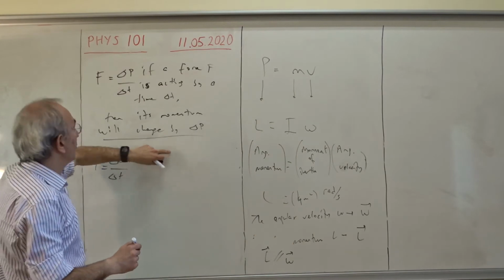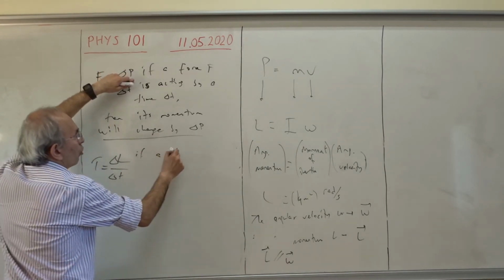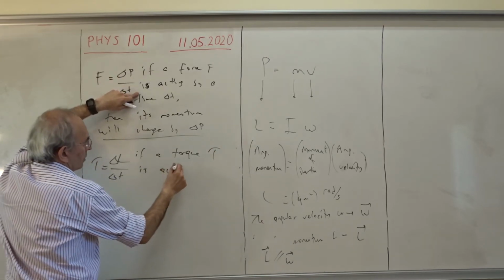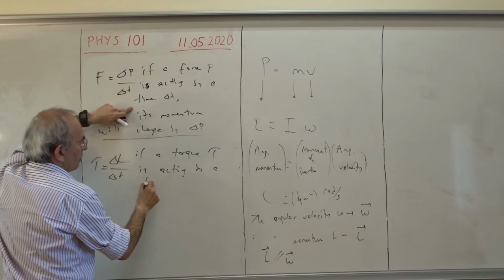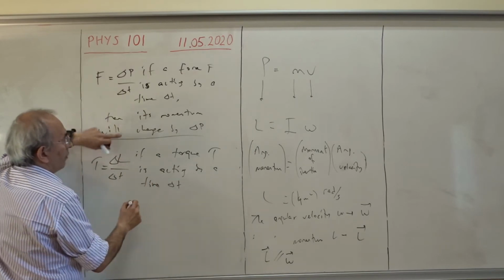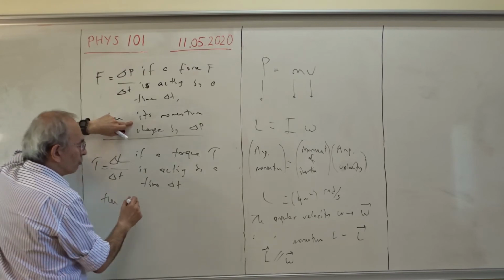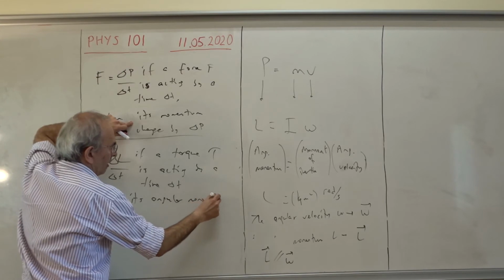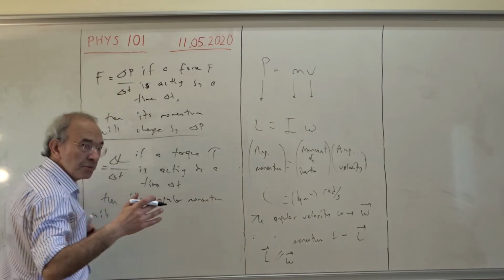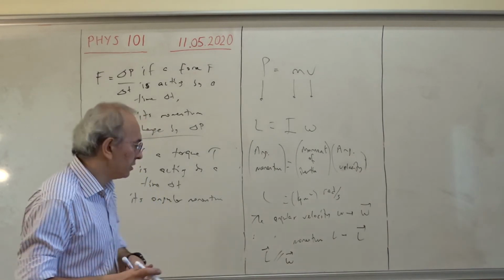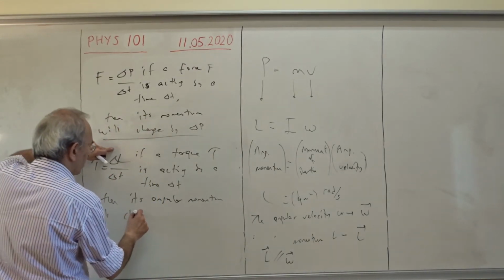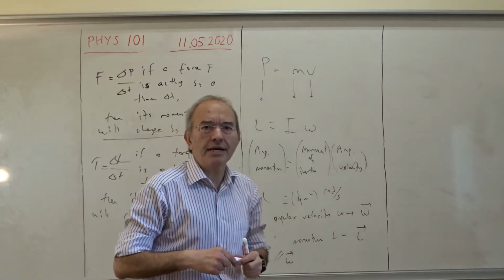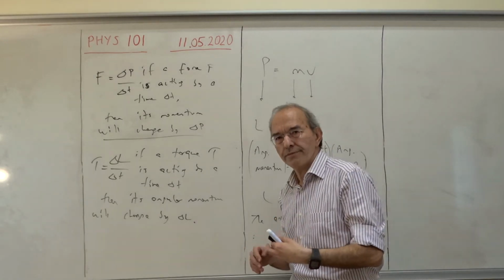What is the interpretation here? If a torque is acting by a time delta T, then its angular momentum will change. Change means maybe an increase, maybe a decrease. It will change by delta L. So almost the same idea, except now we have some rotations.